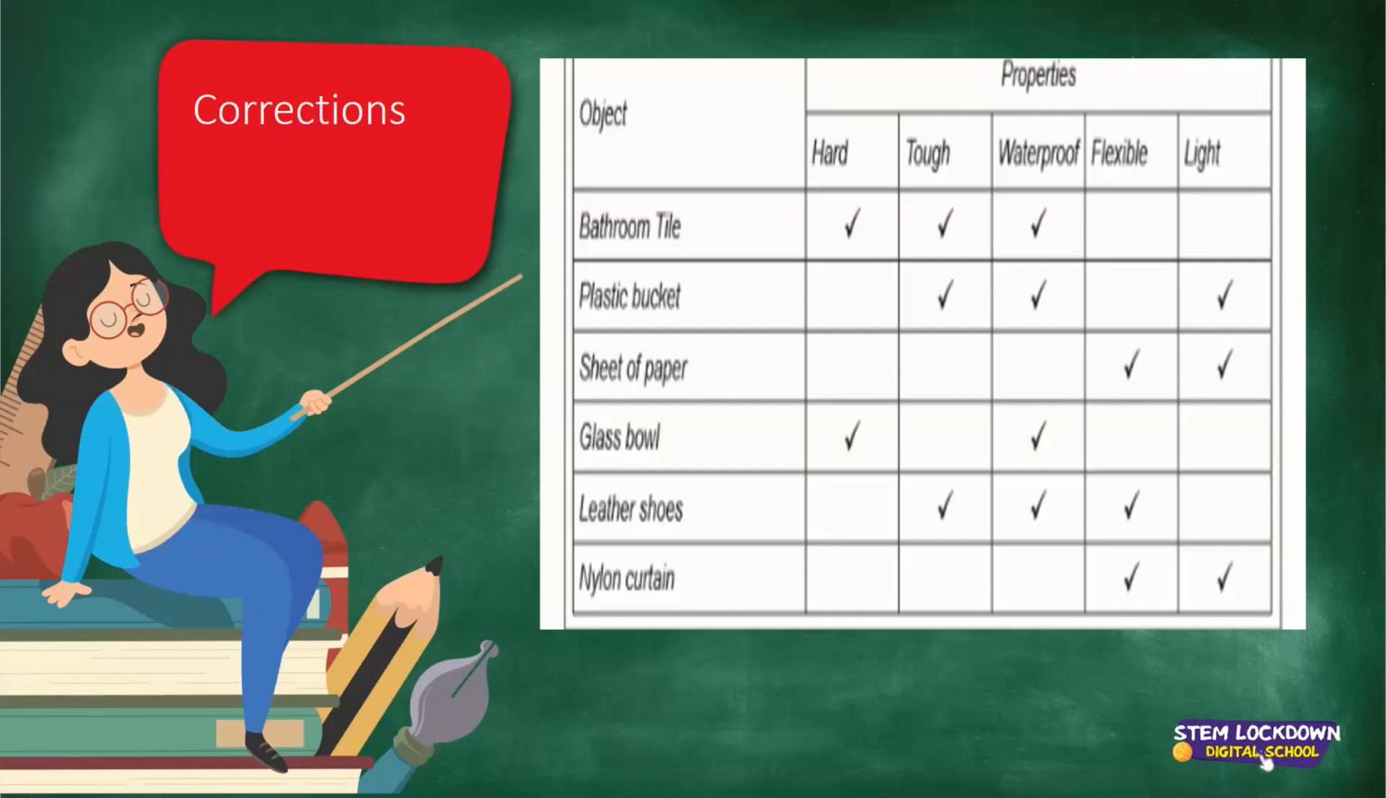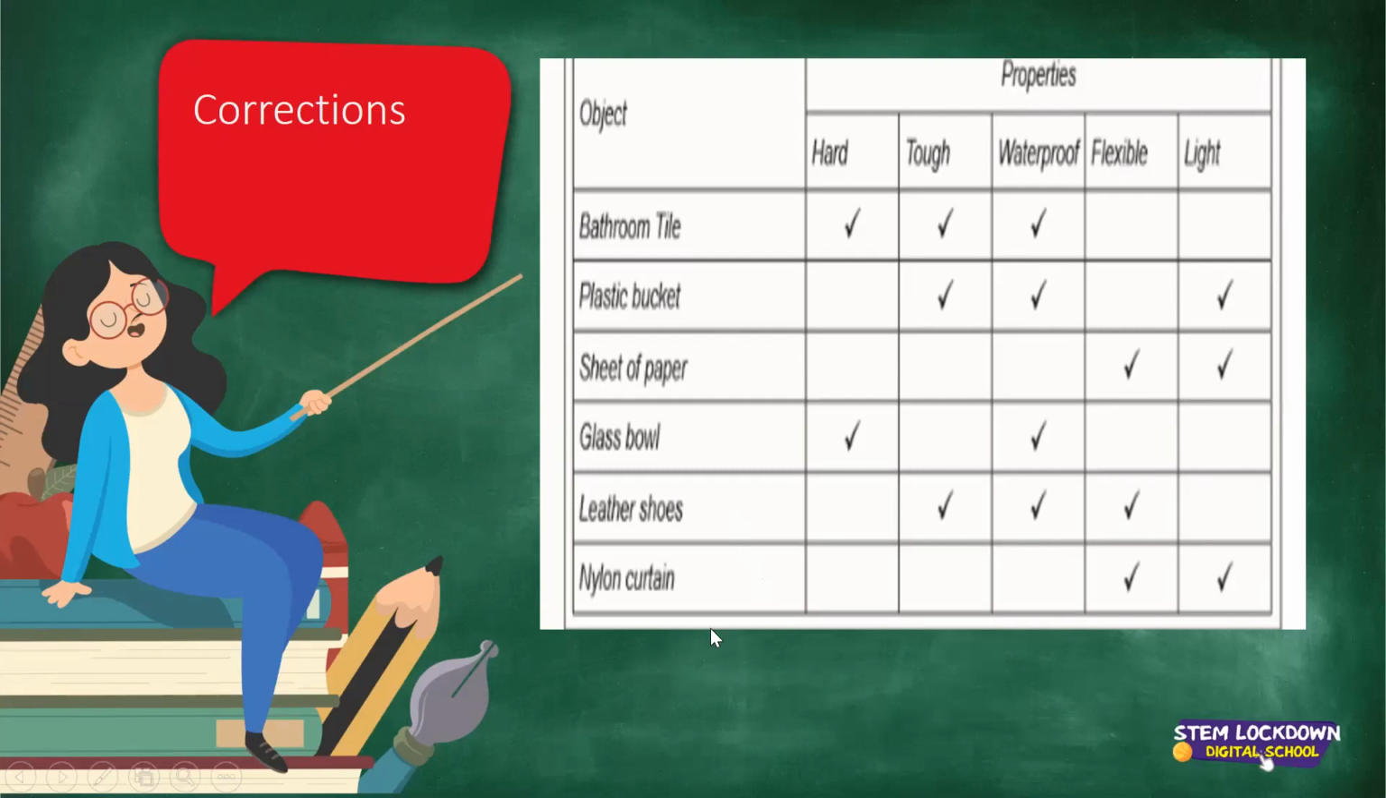And then last, a glass bowl. Is it hard? Yes. Is it tough? No, because if it slips through your fingers, it will break. Is it waterproof? Absolutely, because you can pour water inside and it will not spill or be soaked up. And then it's not flexible, it's not light in weight. A glass bowl is actually heavy because it's made up of glass.